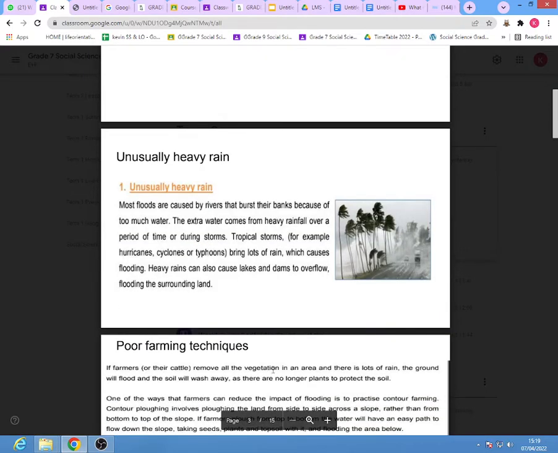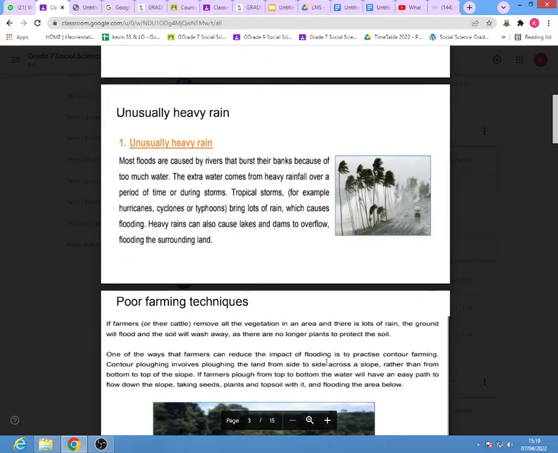The second cause of flooding is poor farming techniques. So if farmers or cattle remove all the vegetation in an area and there's lots of rain, the ground will flood and the soil will wash away if there are no longer plants to protect the soil.